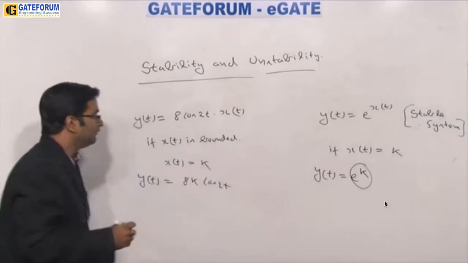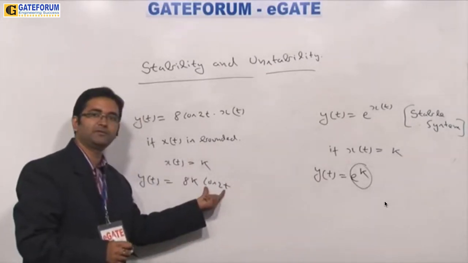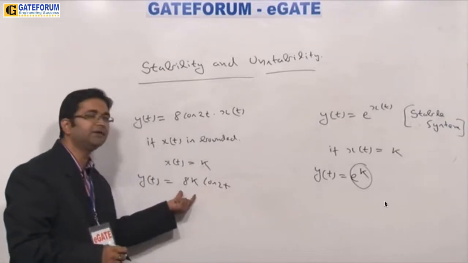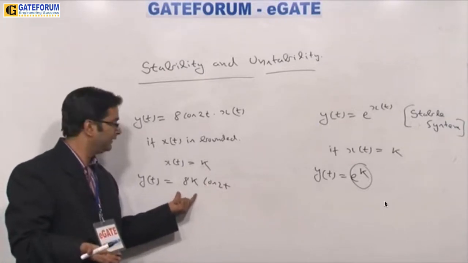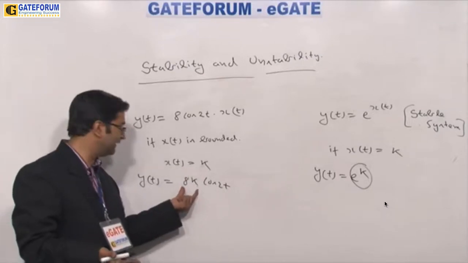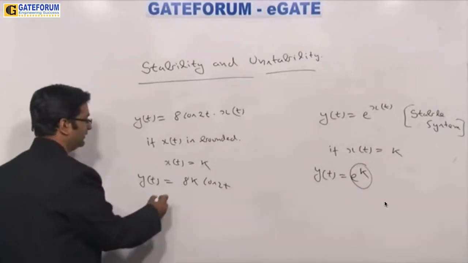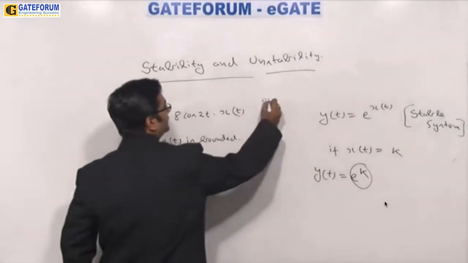Now see, whatever be the value of t, the maximum value and the minimum value of cos t is plus minus 1. When it is multiplied with 8k, that also becomes plus minus 8k. That means if x(t) equals k, plus minus 8k is also bounded, and if that is bounded, y(t) is bounded, and if y(t) is bounded, system is a stable system. Thus this represents a stable system.